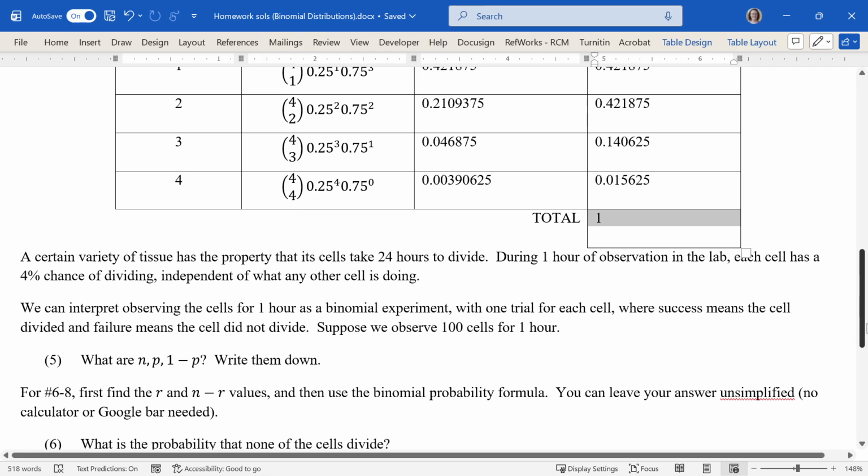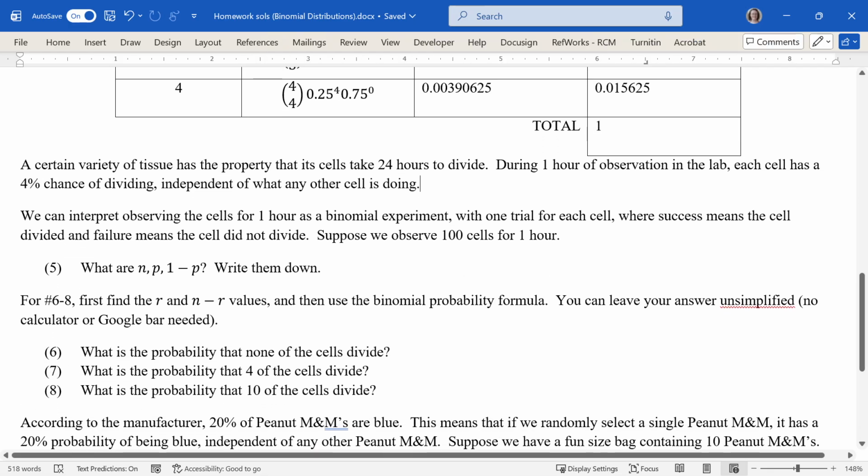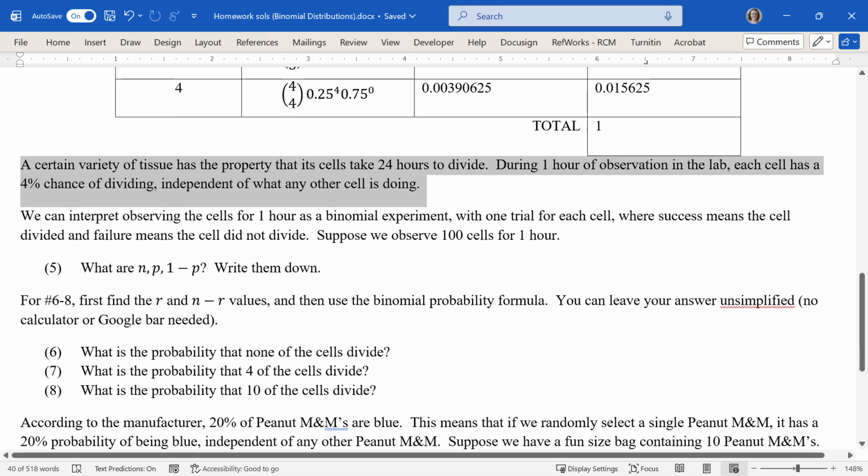All right, now let's do something biology related. A certain variety of tissue has the property that its cells take 24 hours to divide. During 1 hour of observation in the lab, each cell has a 4% chance of dividing, independent of what any other cell is doing. So this is a somewhat realistic thing.